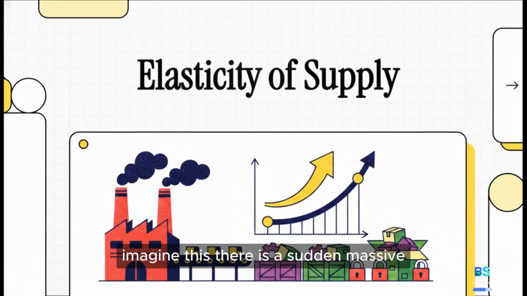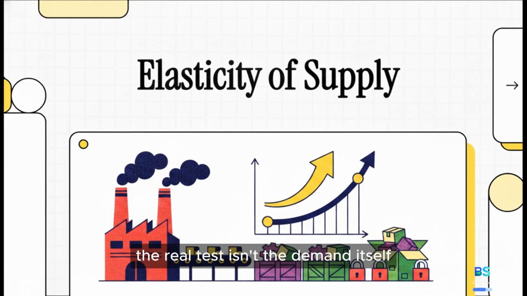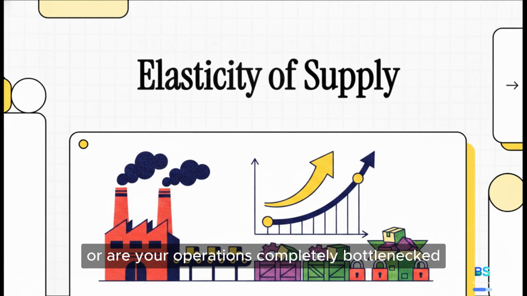There's a sudden, massive, totally unpredicted spike in global demand for your absolute best-selling product. Prices are literally soaring off the charts. Sounds like the ultimate business dream, right? But here's the catch. The real test isn't the demand itself, it's whether you can actually meet it. Can you instantly ramp up your production to grab all that extra revenue, or are your operations completely bottlenecked?